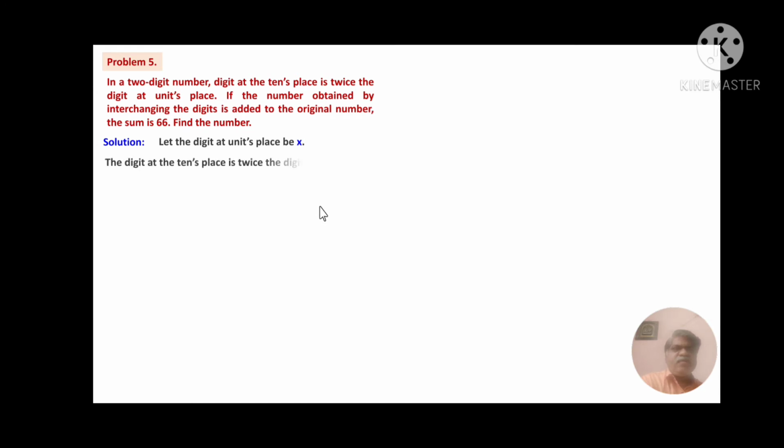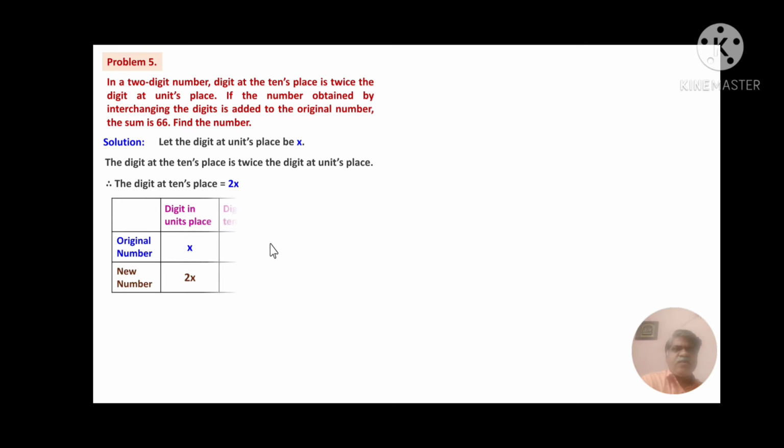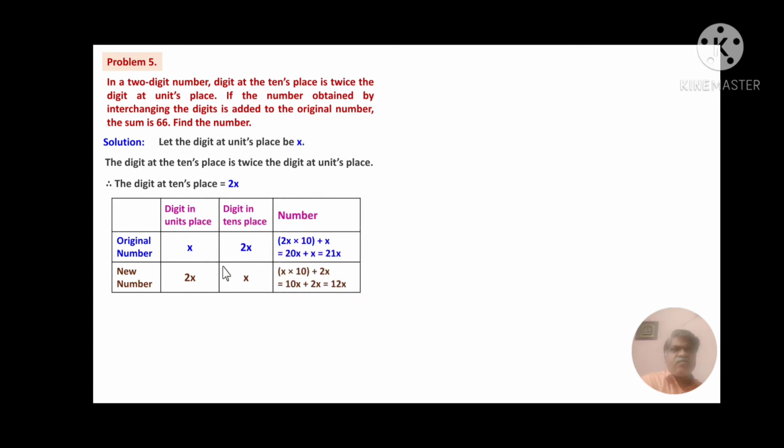Therefore, the digit at the tens place is twice the digit at the unit place. Therefore, the digit at the tens place will now be 2x. This tabular form will give you more information: the original number and the number after exchanging, that is, interchanging the digits.